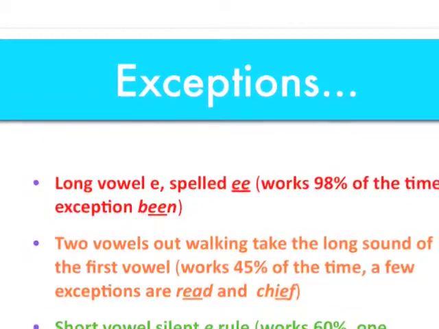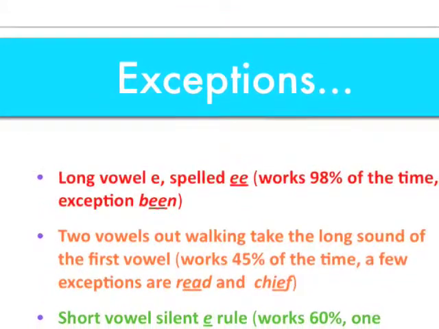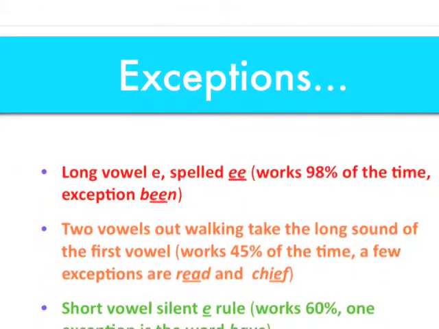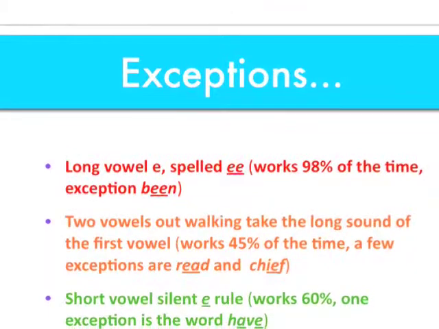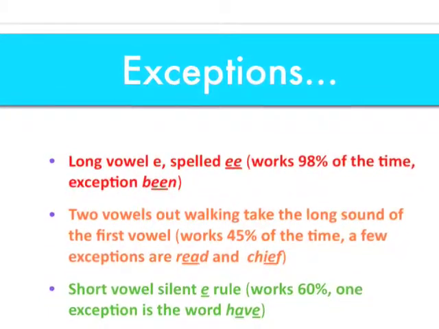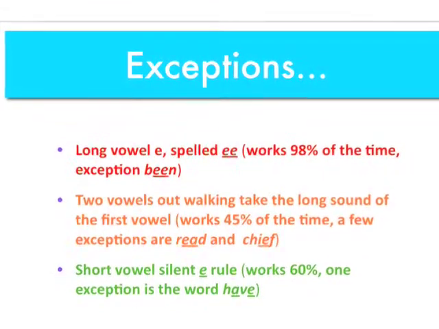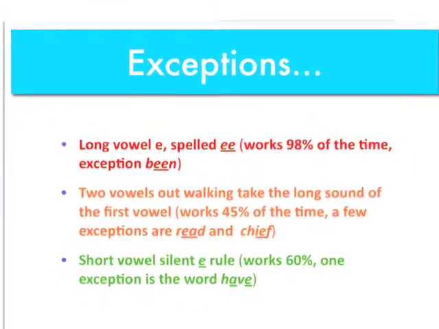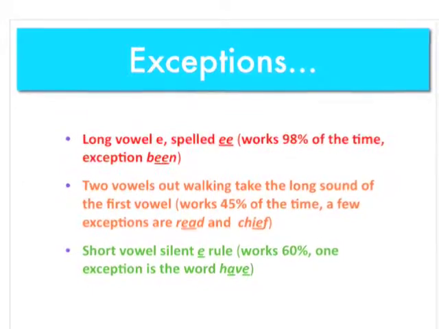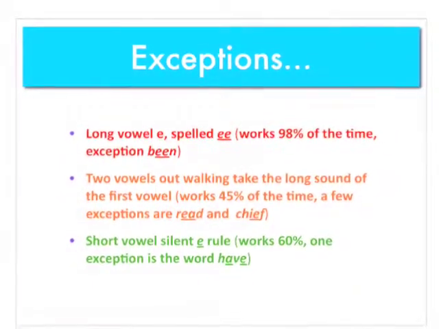Words having double E work 98% of the time. One exception is the word been. Two vowels out walking having the long sound of the first vowel works 45% of the time. Exceptions are red and chief. And what about the short vowel silent E rule? Well, this works 60% of the time. One exception is the word have.